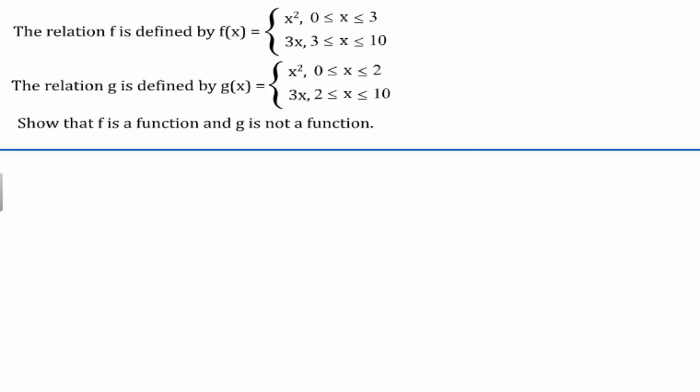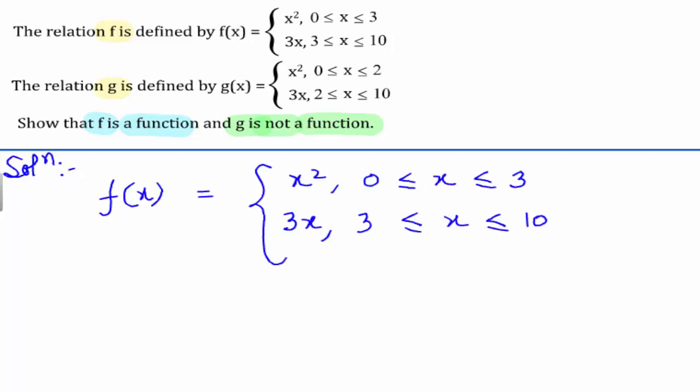In this question, two relations f and g are given to you. You have to show that f is a function and g is not a function. Let's begin the solution of this question. First, let us consider the relation f.